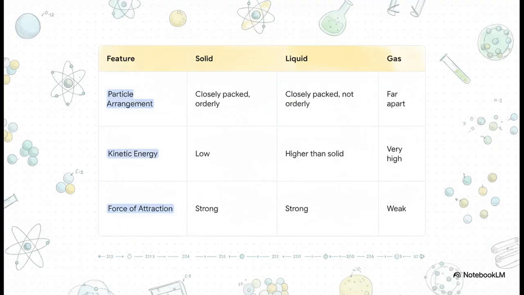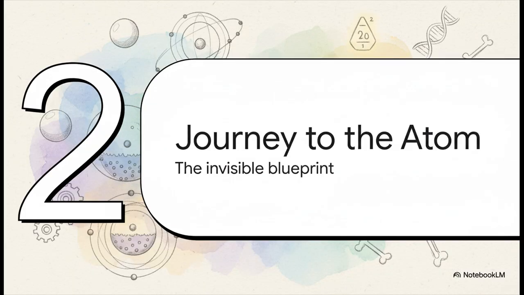Right. And how those little particles are behaving is what gives us the different states of matter. Think about it like this. In a solid, the particles are like a perfectly seated audience in a theater. They're packed in tight, orderly, and not moving around much. In a liquid, it's more like a busy party. The particles are still close, but they're mingling and sliding past each other. And a gas? That's like people spread out in a giant open field, just zipping around with tons of energy. Totally free.